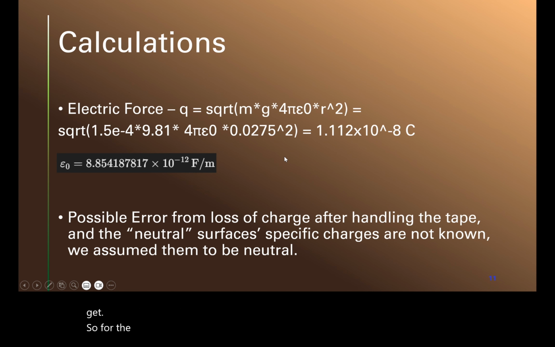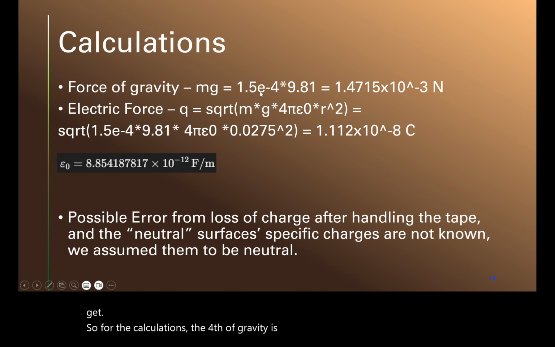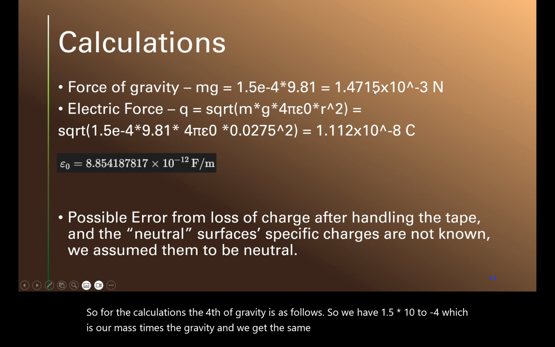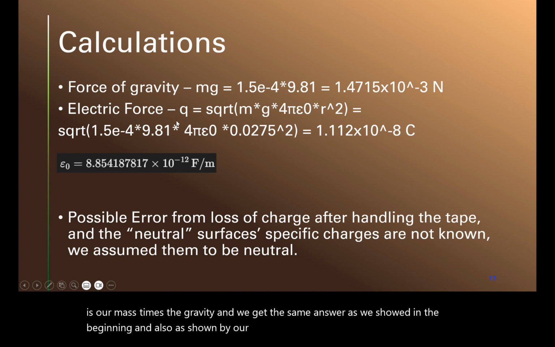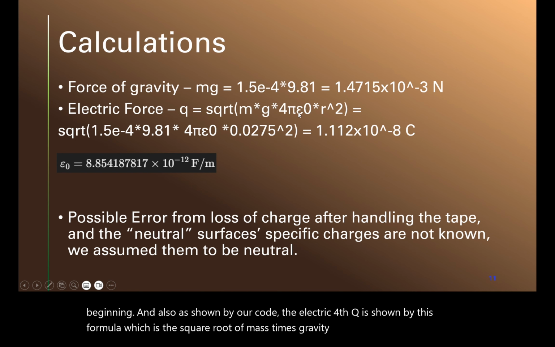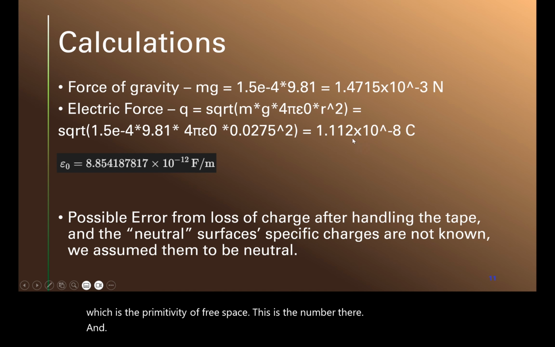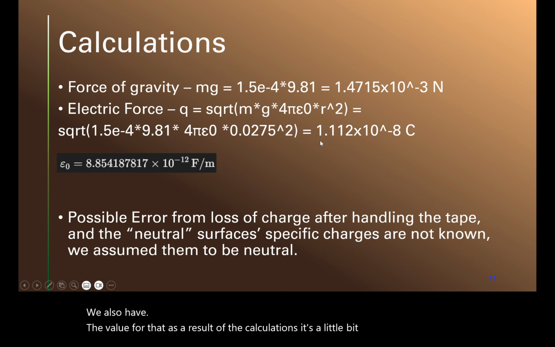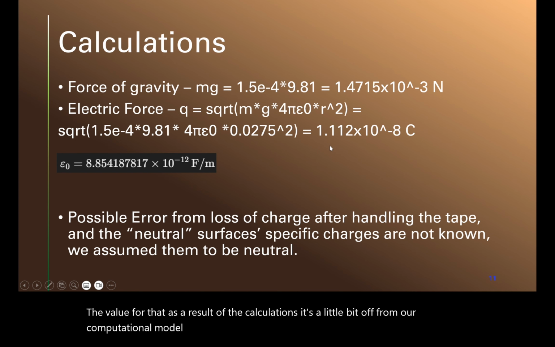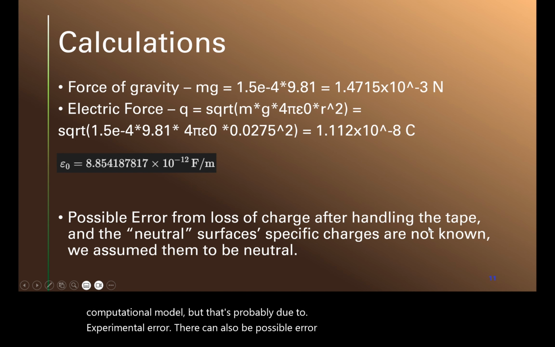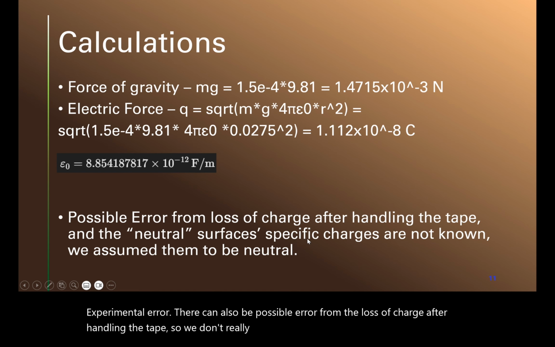So for the calculations, the force of gravity is as follows. We have 1.5 times 10 to the negative 4, which is our mass, times the gravity, and we get the same answer as we showed in the beginning, and also as shown by our code. The electric force Q is shown by this formula, which is the square root of mass times gravity times 4 pi epsilon naught, which is the permittivity of free space. This is the number there. And we also have the value for that as a result of the calculations. It's a little bit off from our computational model, but that's probably due to experimental error. There can also be possible error from the loss of charge after handling the tape, so we don't really know the value there.